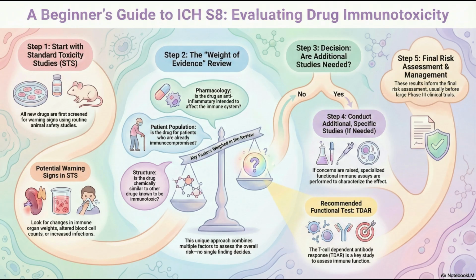Right, because when I hear immune guidelines, I immediately think of those big, fancy biologic drugs we see advertised on TV for arthritis or psoriasis. And that is the error. S8 is for small molecules, your standard chemical pharmaceuticals, aspirin, statins, that kind of thing. If you are developing a biotechnology-derived product like a monoclonal antibody, you're in the wrong room. You need to be looking at ICH S6.